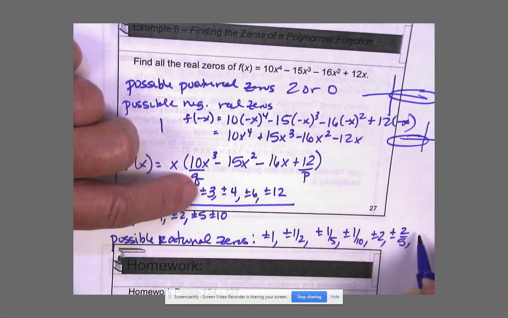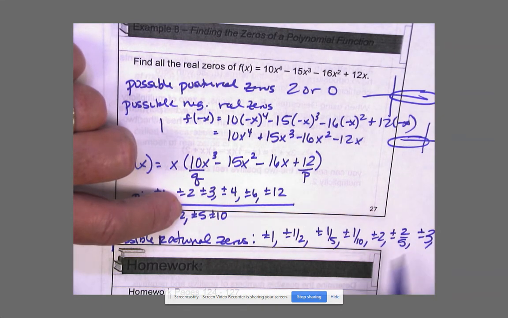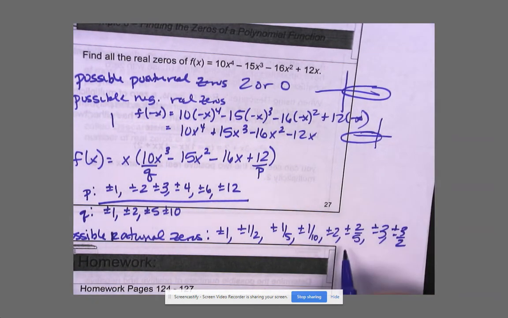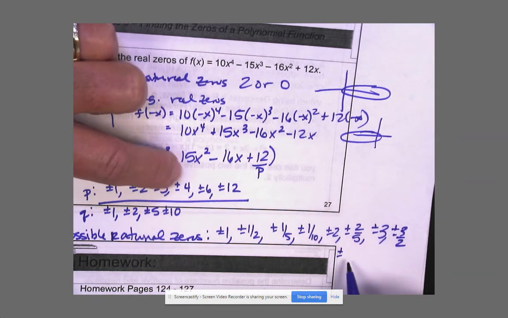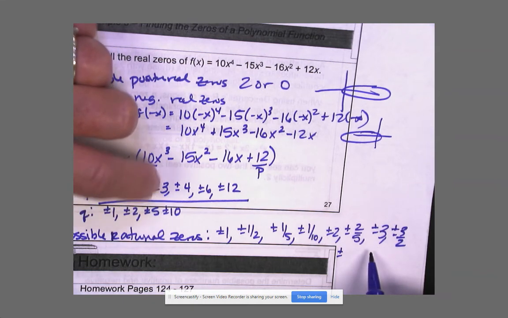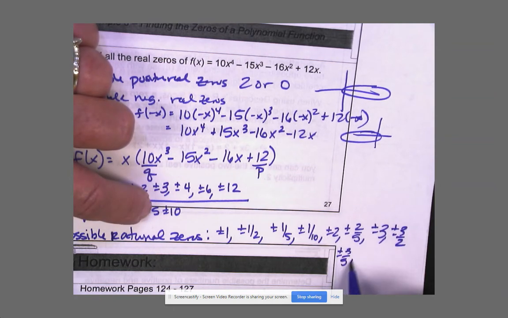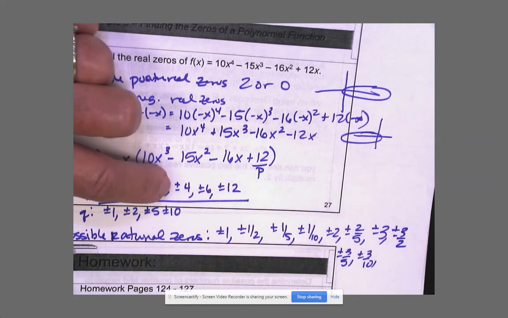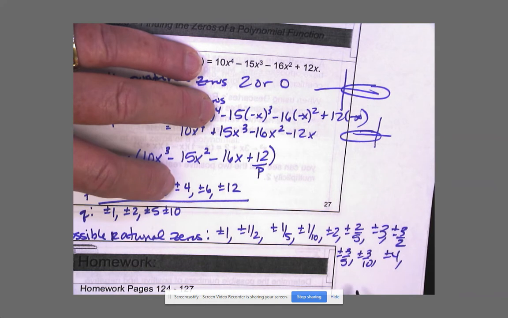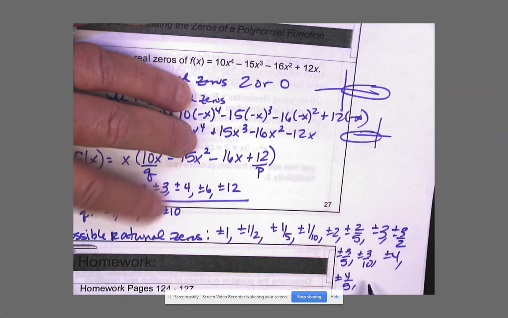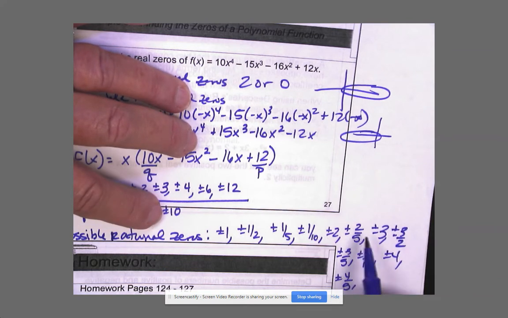Now let's go plus or minus 3. Plus or minus 3/2. Run off the paper. Plus or minus 3/5, plus or minus 3/10. Now we're ready to go to 4. Plus or minus 4, plus or minus 4/2, 2. Plus or minus 4/5. Plus or minus 4/10. What's 4/10 reduced? 2/5. We already have it.